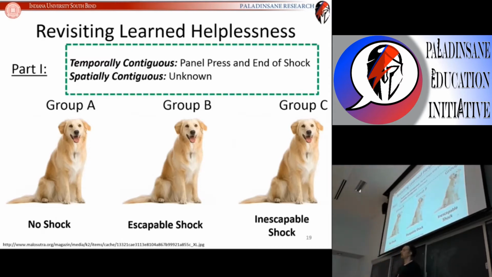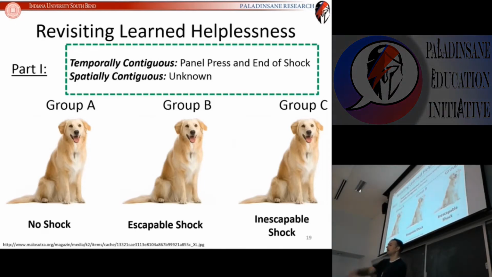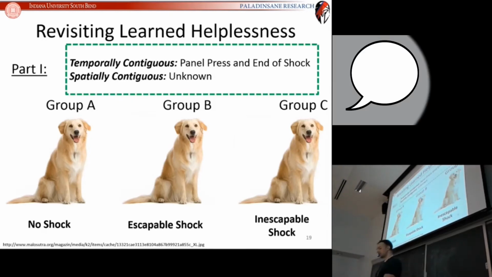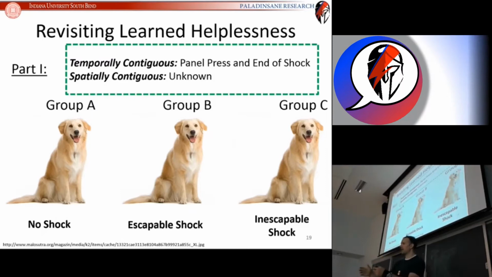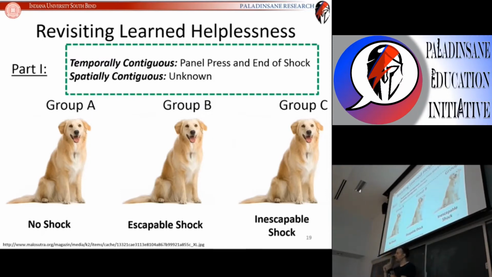Now, based on what I know about dogs, I would imagine that from the table up to here, they're about yay high. And if you want to have a panel press that they press with their nose, it would also be about that high off of the ground. So as close as the panel is to the floor where the shock occurred, the closer it is, the more spatially contiguous it is. The higher it is, the less spatially contiguous it is. And again, there's more learning occurring when there's high temporal contiguity and there's high spatial contiguity.